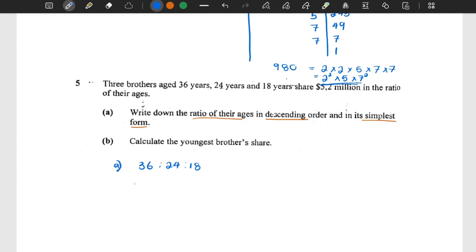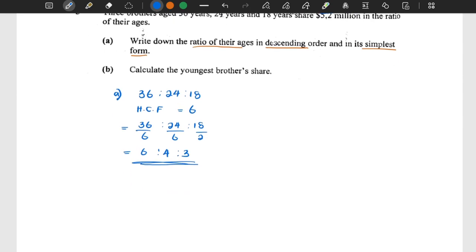Now we need to find the highest common factor of those three, which is 6. So we have 36 is to 24 is to 18 divided by 6, divided by 6, divided by 6. That's how we simplify it. 6 into 36 is 6. 6 into 24 is 4. 6 into 18 is 3. So that is the ratio.